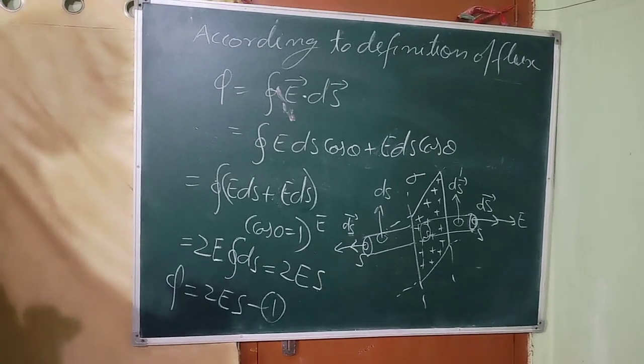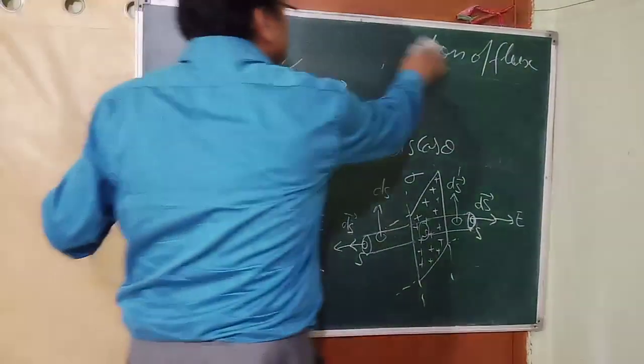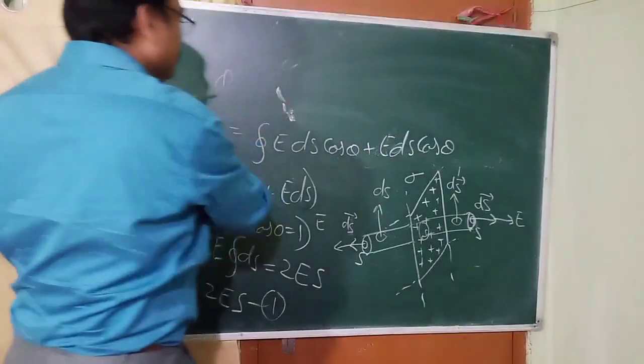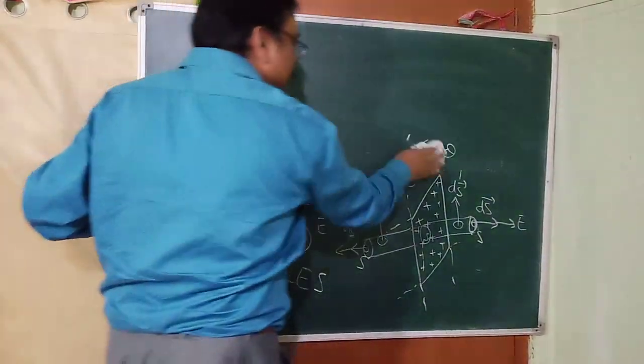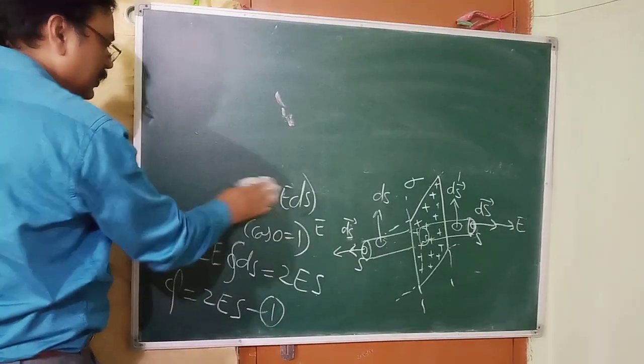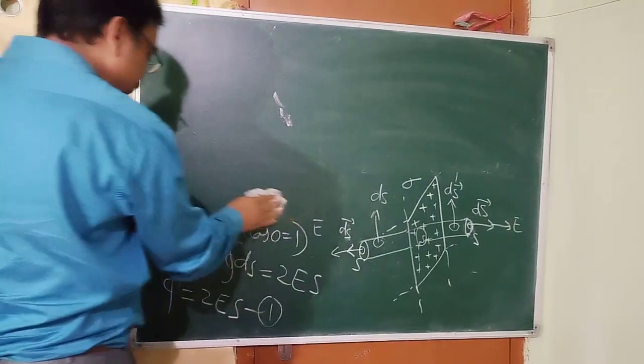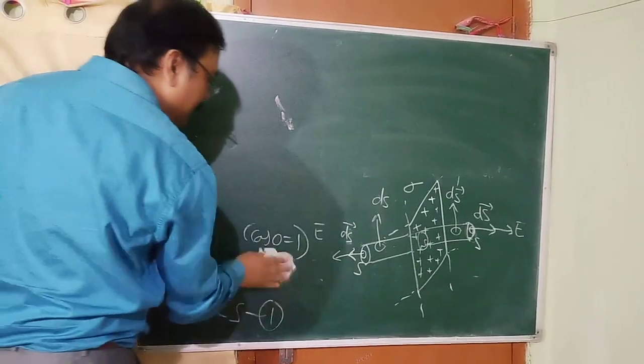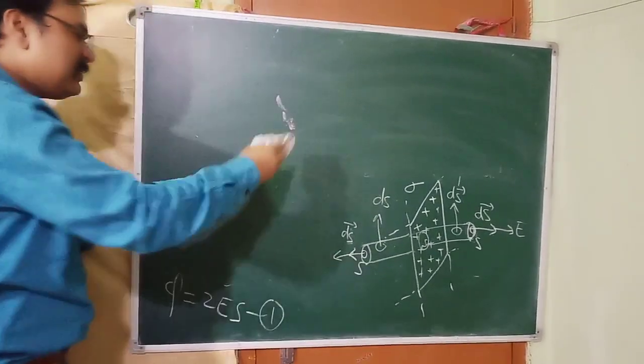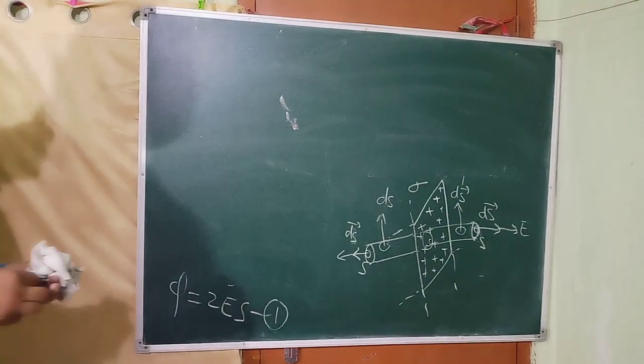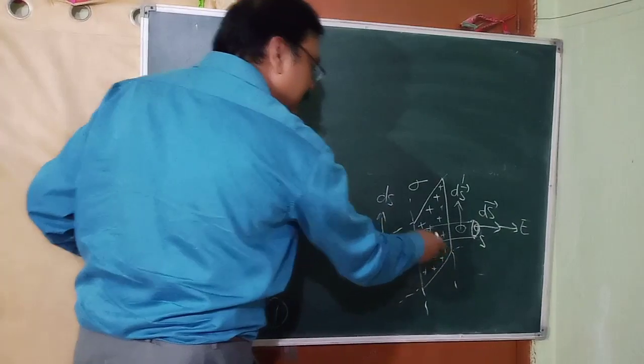Now, we have to apply the Gauss law. How to apply this Gauss law? For that, we require the net charge enclosed. For the net charge enclosed, we have to find the area of the sheet enclosed by that cylinder. So how much area will it enclose? Obviously, S area.